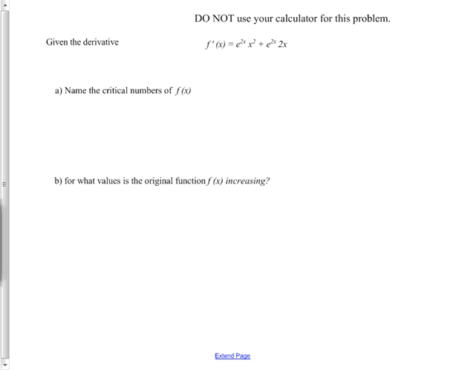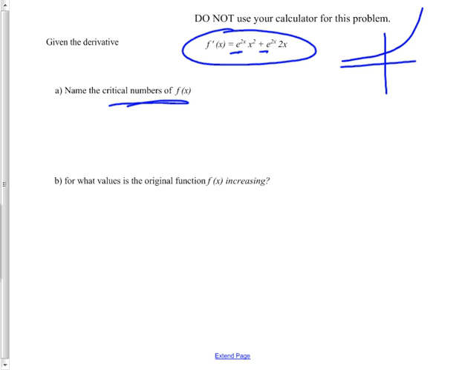Looking at another problem, we've got the derivative function again, and we want to figure out the critical numbers. So the first thing we need to notice is they both share an e to the 2x, and just as a reminder, e to the 2x looks something like that. So what we can do is factor out an e to the 2x and an x, because they both share an x. And what we are left with is x plus 2.